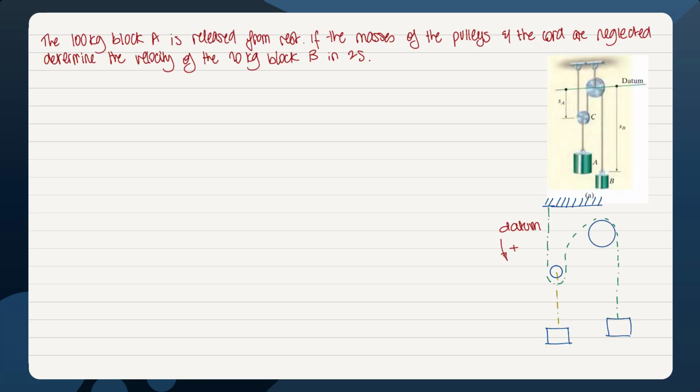Let us look at the first example, which covers the different topics we have discussed in the previous videos. So the 300 kilogram block A is released from rest. If the masses of the pulleys and the cord are neglected, determine the velocity of the 20 kilogram block B in 2 seconds. And we have a nice schematic of the cord and pulley setup on the right.